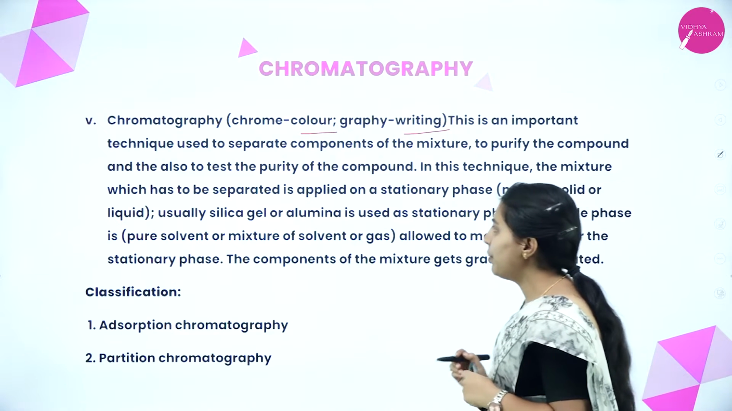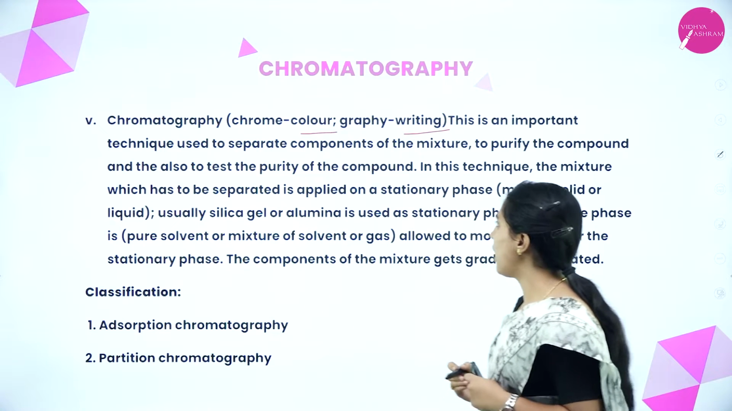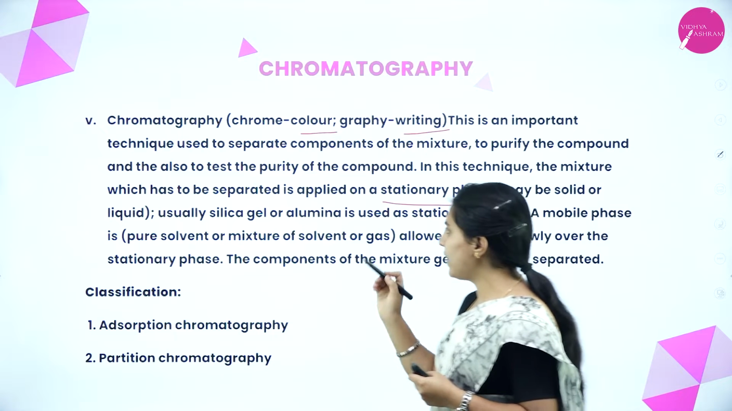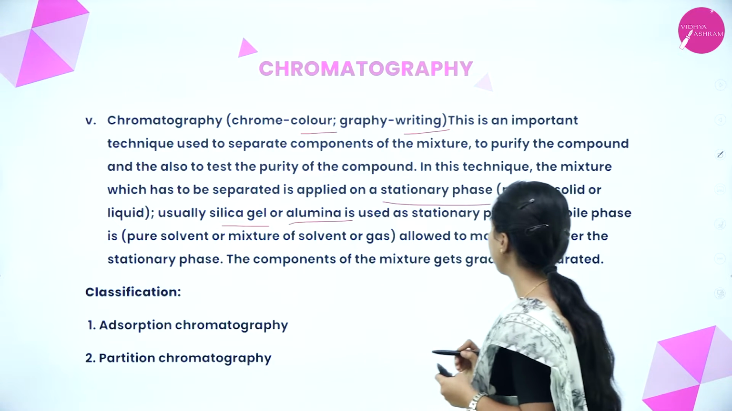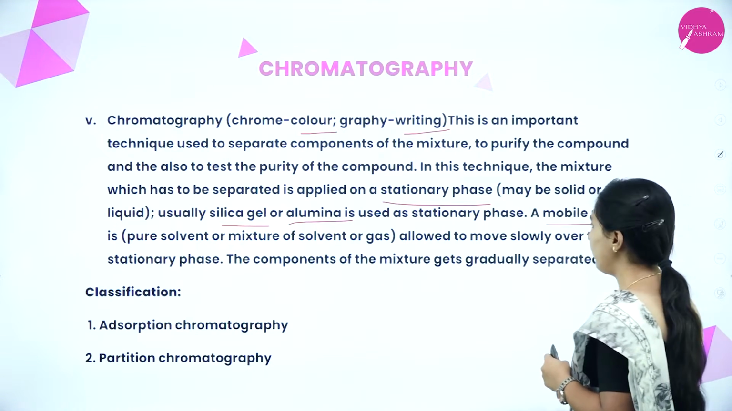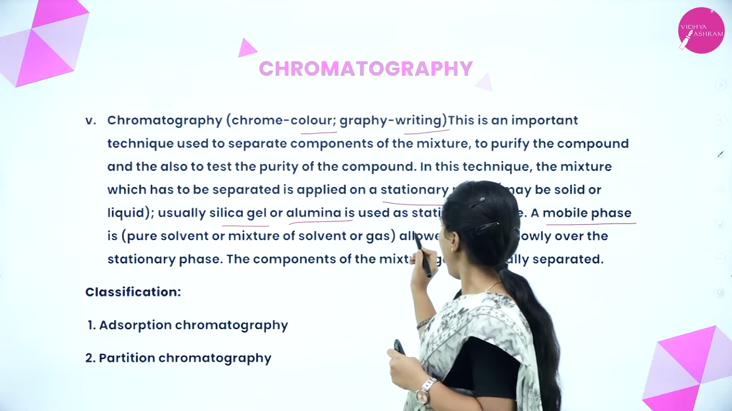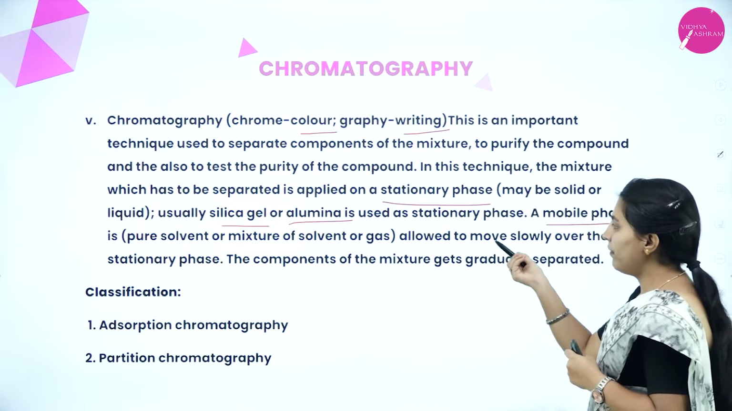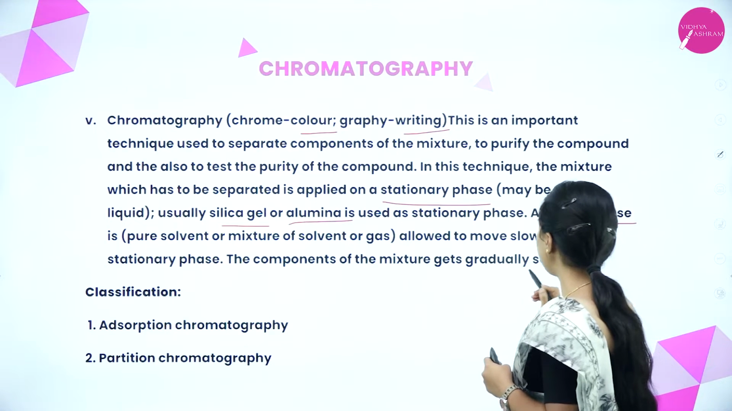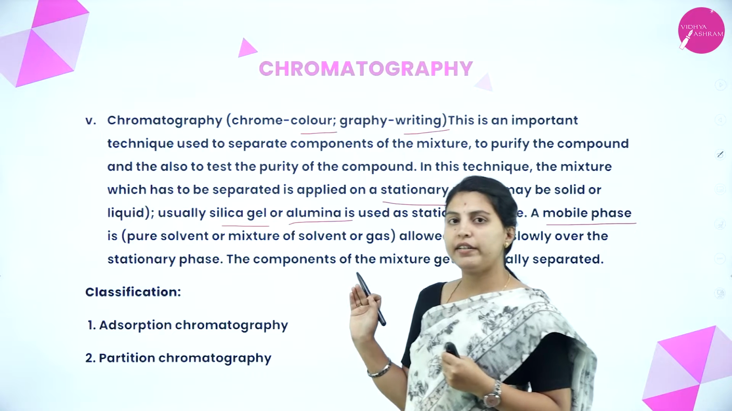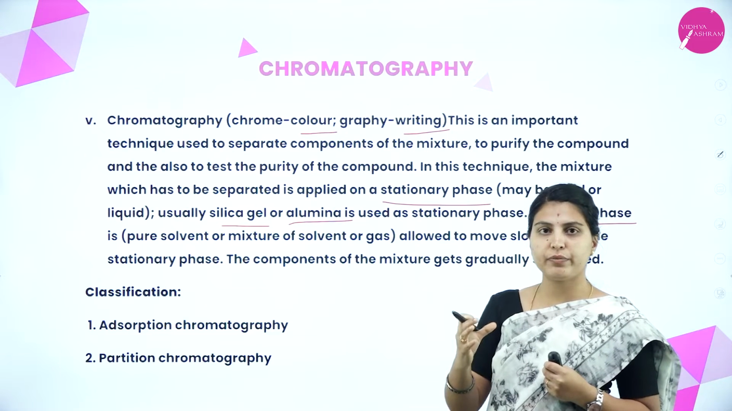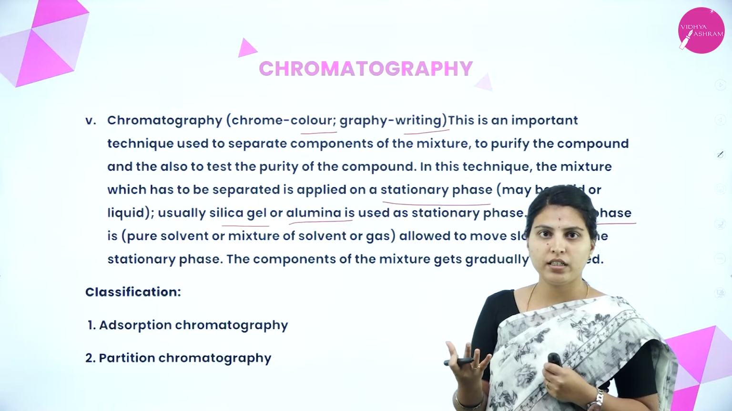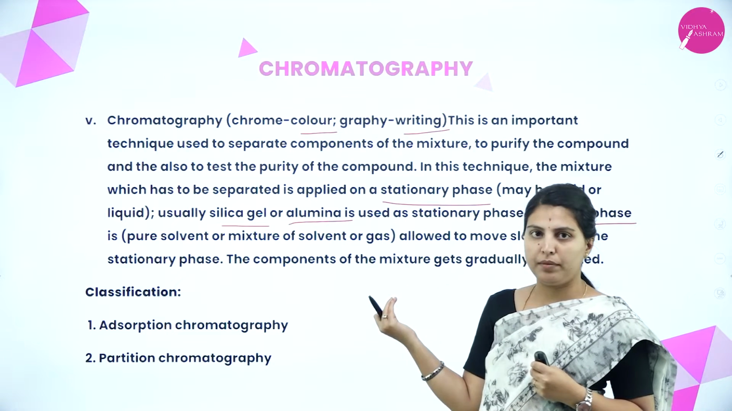In this technique, the mixture which has to be separated is applied on a stationary phase, which may be solid or liquid. Usually silica gel or alumina is used as the stationary phase. A mobile phase, which may be a solvent or a gas, is allowed to move slowly over the stationary phase. The components of the mixture gradually get separated. This technique is called chromatography. The stationary phase is fixed in one place, and it is usually silica gel or alumina.